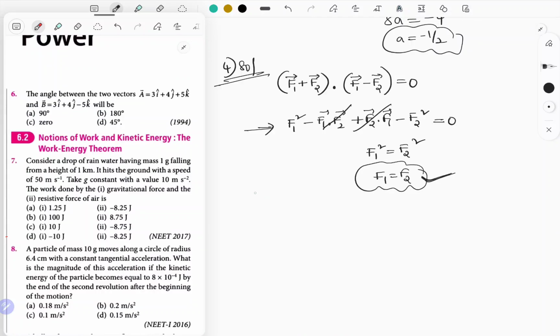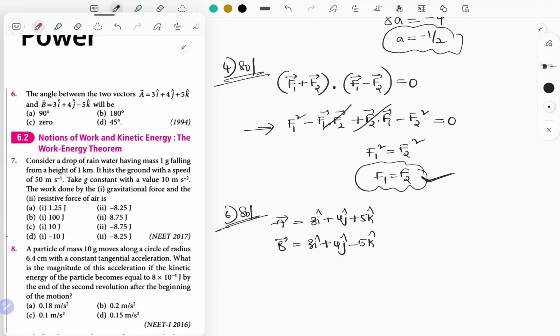Next, question number 6. The fifth one is completed, right? So let's see the question number 6 solution. They gave two vectors: a bar is equal to 3i cap plus 4j cap plus 5k cap, and b bar is equal to 3i cap plus 4j cap minus 5k cap. And they are asking the angle between the two vectors.